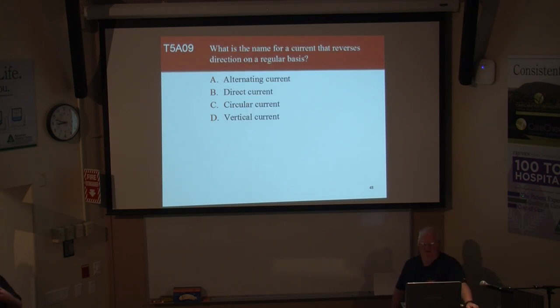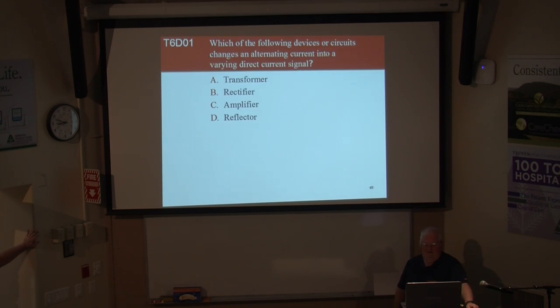What is the name for the current that reverses directions on a regular basis? Alternating current, your standard household current. Which of the following devices or circuits change alternating current into a varying direct current signal? That's your rectifier.